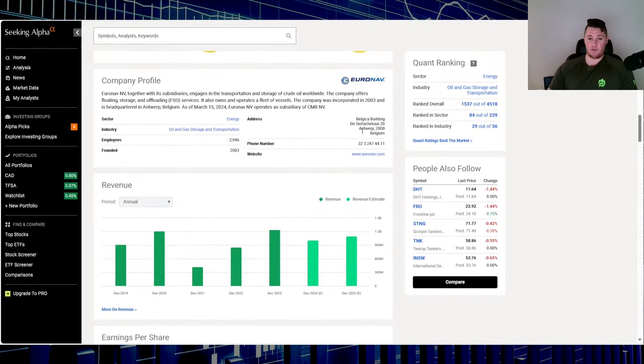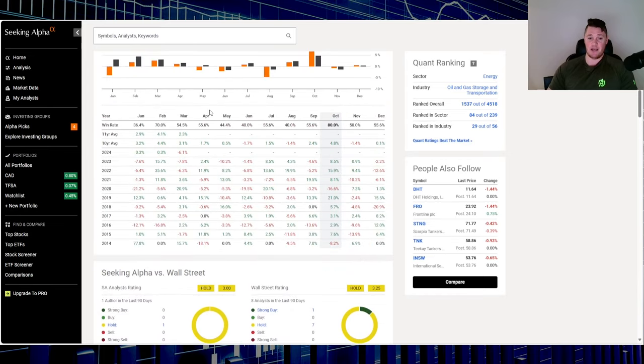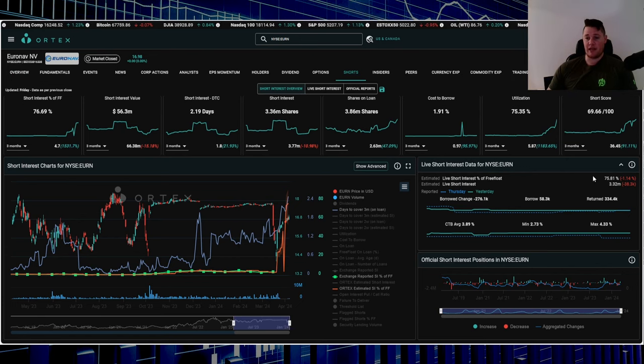It is based out of Belgium, so take that into consideration. Seasonality, April seems to be doing fairly good. So over this last 10 years, it does yield a 1.7%. So pretty good stuff for that. 75.81% of the free float is being shorted. That works out to be 3.32 million shares overall are being shorted. Utilization is 75.35 and short score is 69.66.